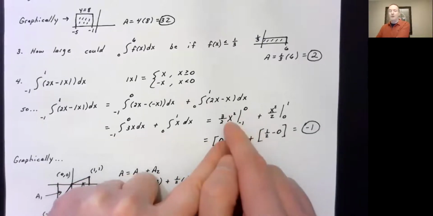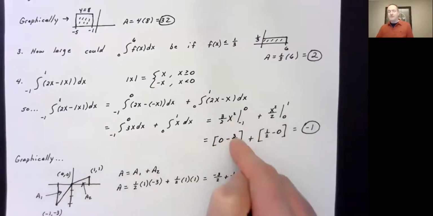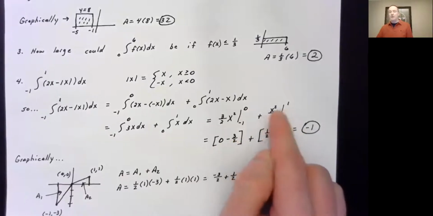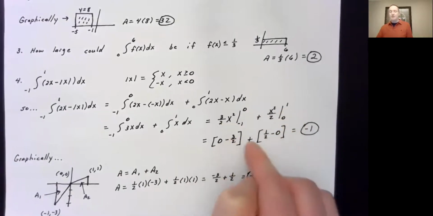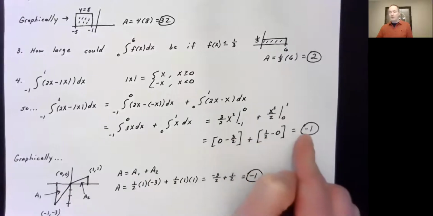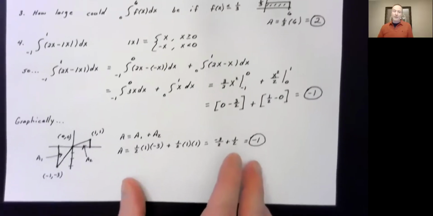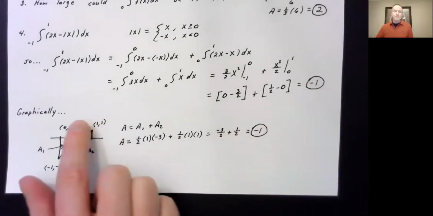Now what happens when you plug a -1 in? You just get 3 over 2 times 1. So I have 0 for the upper limit minus 3 over 2 for the lower limit, plus my second one, the upper limit would be 1 over 2, the lower limit just 0. So I get -3 over 2 plus 1/2 for a total answer there of -1. Now, when I think about that problem graphically, of course, my answer should match, and it does.